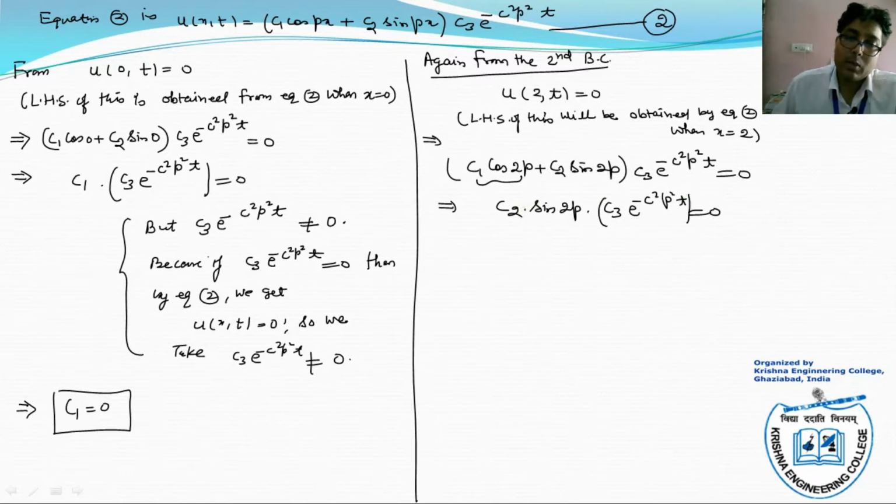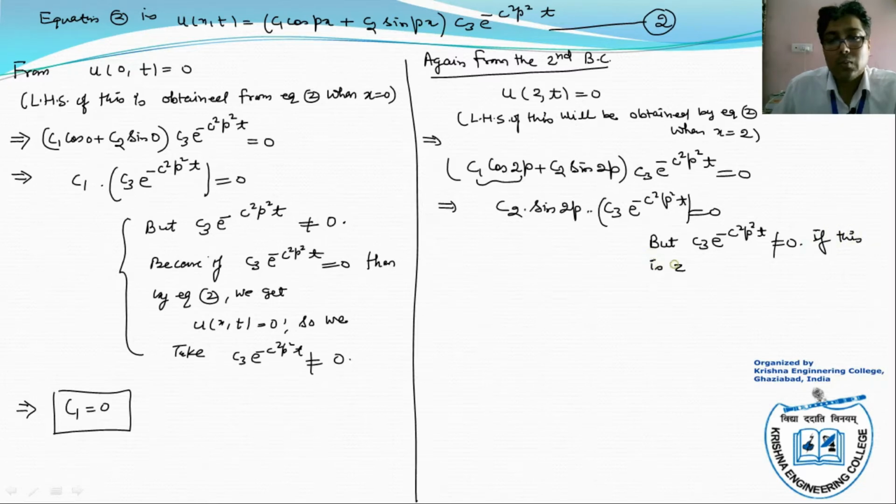Here, product of three terms will be 0 if and only if one of them is 0. But C3 e to the power minus c square p square t is not equal to 0. If this is 0, then by equation second we get the zero solution.